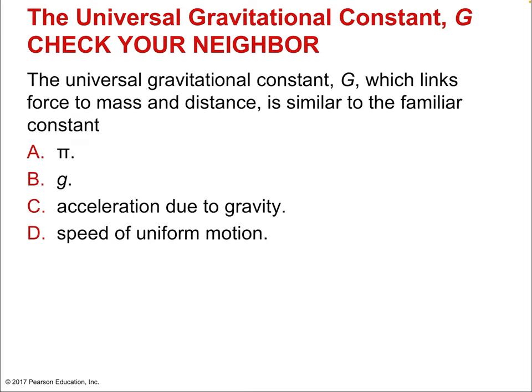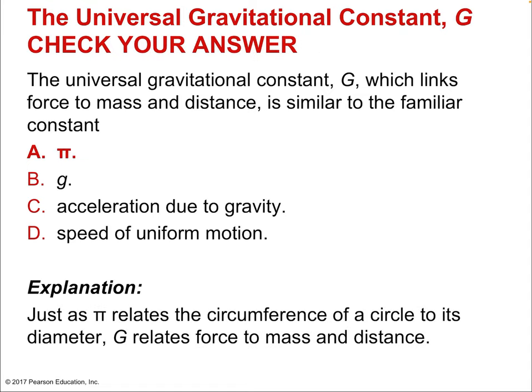Wonderful. So the universal gravitational constant, G, which links force to mass and distance, is similar to which familiar constant: pi, little g, which is the acceleration due to gravity, or the speed of uniform motion? So what is it most similar to? What am I getting at with this check? It's pi, because pi is a proportionality constant.